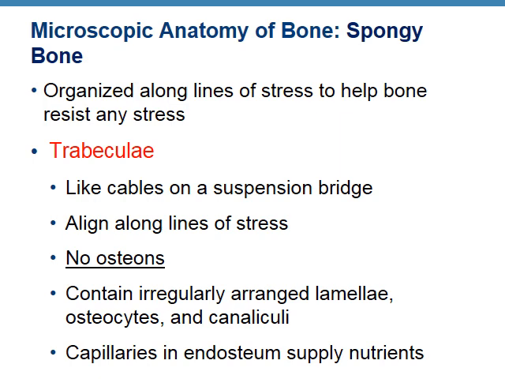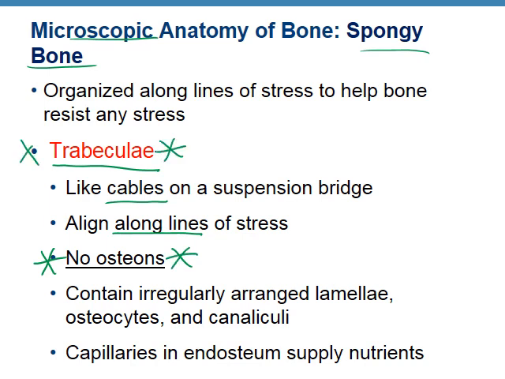Now we get to talk about the anatomy of spongy bone, specifically the microscopic anatomy. How does spongy bone look different than compact bone? You've already seen some figures, but we have something called trabeculae, and these are kind of like cables on a suspension bridge. They align along lines of stress. There are no osteons in spongy bone. Instead, you have the trabeculae.